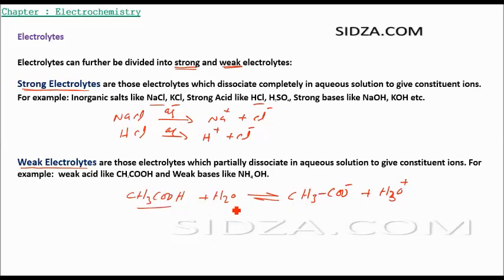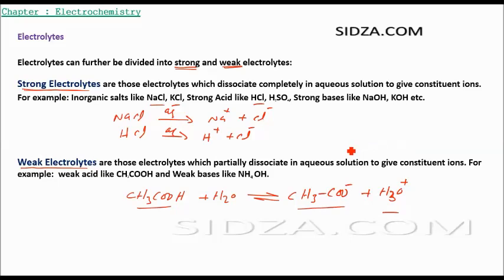So obviously when you look at the weak electrolytes, the number of ions will be less, while the number of ions in the strong electrolytes is high. If the number of ions is high, we can say the electrolytic conductance for the strong electrolytes will be higher than for the weak electrolytes. So strong electrolytes conduct electricity more than the weak electrolytes, because in the strong electrolytes we find more ions due to the complete dissociation.